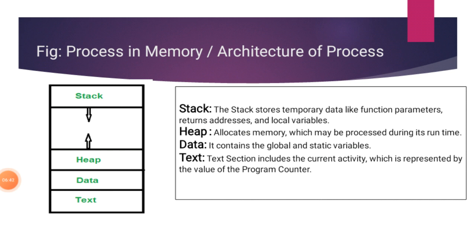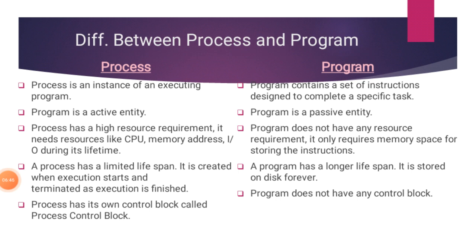Now we'll go for the difference between process and program. On the slide you can see there are 5 differences I have written. The first one is the definition of process and program. A process is a program in its execution. A process is an instance of an executing program.